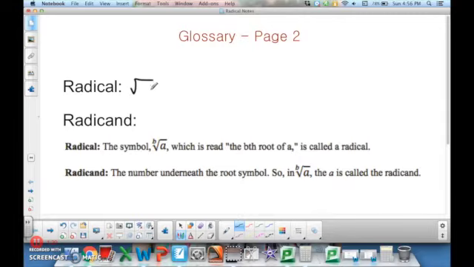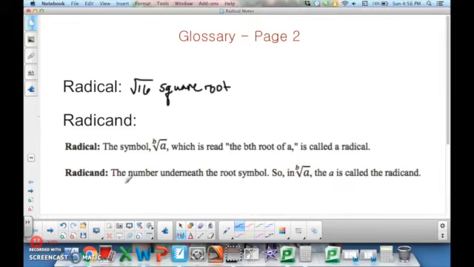The one we are going to deal with in our class is specifically the square root, which means when it says bth root of A, we're always going to be taking the second root. And A is just whatever number shows up underneath. So we'll say the square root of 16 or the square root of x or whatever number happens to be under there. So you're not going to have to worry about this crazy verbiage here.